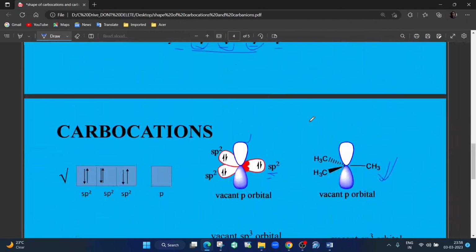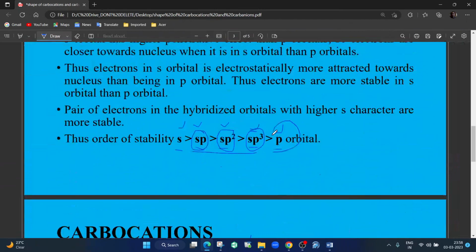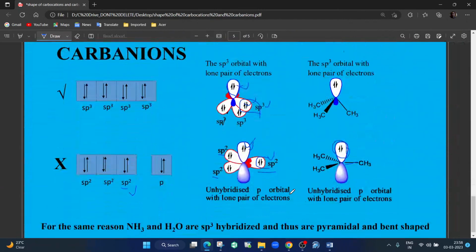Let me show you once again. See, electrons are least stable in p orbital. So it says rather let the bond pair of electrons and lone pair of electrons be in sp3 orbital. So the bond pair would rather be in sp3 orbital, which is less stable than being in sp2, but they cannot afford to have the lone pair of electrons in p orbital. So rather it stays in sp3 hybridized orbital, and therefore carbanions are pyramidal, trigonal pyramidal in shape, and it is sp3 hybridized.